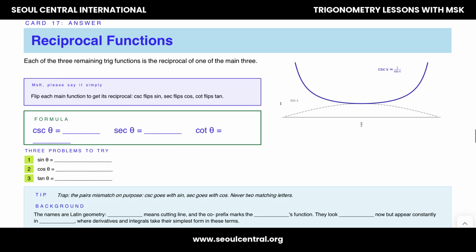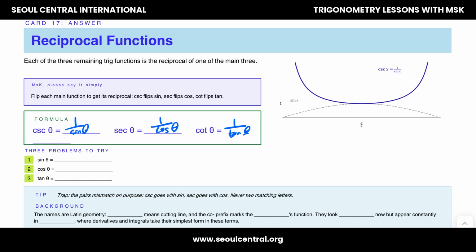Each of the three remaining trig functions is the reciprocal of one of the main three. So we flip each of the main functions to get its reciprocal. Cosecant flips sine, secant flips cosine, and cotangent flips tangent. So cosecant theta is 1 over sine theta, secant theta is 1 over cosine theta, and cotangent theta is 1 over tangent theta. There's a visual on your right so you can see what it looks like.